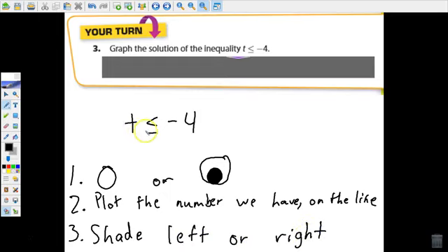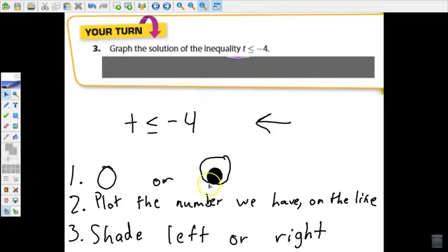So t is less than or equal to -4. When I'm emphasizing that part of less than or equal to, what do you guys think, which way are we going? To the left, to the left. Exactly. We are going to the left for this problem.